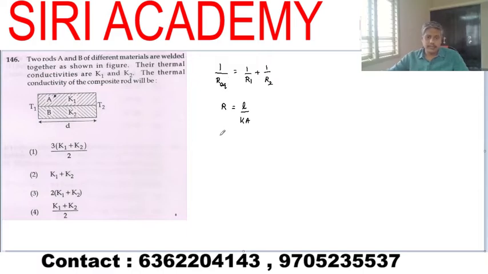So 1 by R equivalent is equal to K1 A by D. Okay, it should be K equivalent, that's what we have to find. So K A by D is equal to K1 into A by 2 by D plus K2 into A by 2 by D. So K is equal to (K1 plus K2) by 2. So the option corresponding to this one will be the fourth.